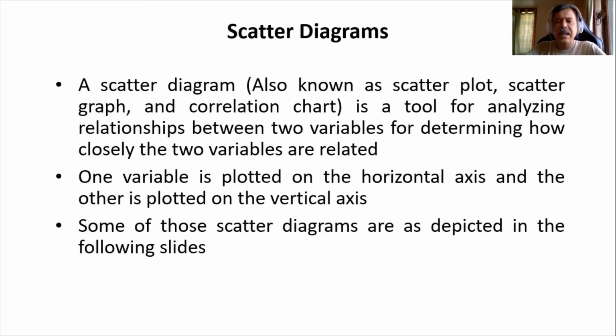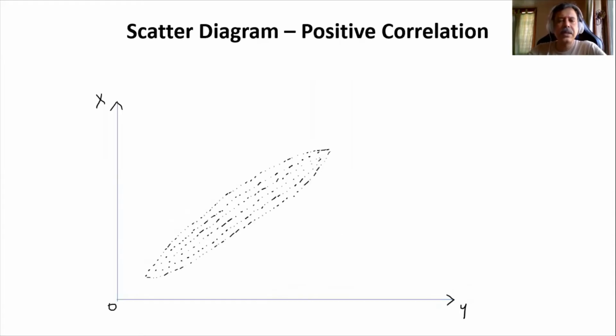Some of the scatter diagrams, we'll see how they look. If you plot on a graph sheet and the points form a pattern like this, then you say the two variables are positively correlated, x and y are positively correlated. So the pattern will be like this.